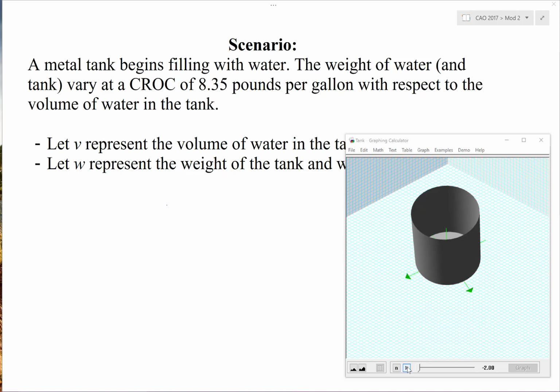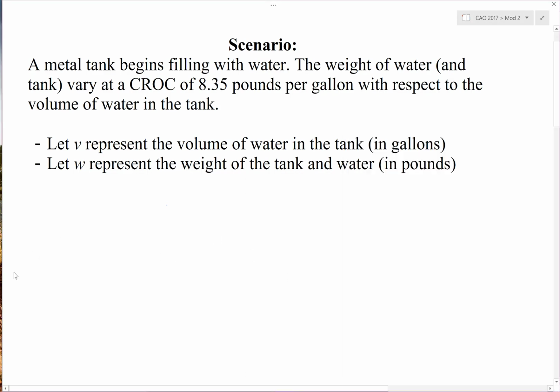Let's consider the following scenario. A metal tank begins filling with water. Now, the weight of water and the tank vary at a constant rate of change of 8.35 pounds per gallon with respect to the volume of water in the tank. We'll let the variable V represent the volume of water in the tank in gallons, and we'll let W represent the weight of the tank and water in pounds.